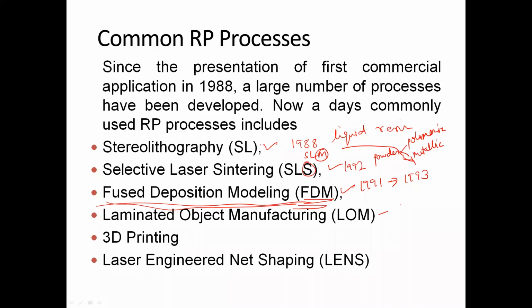LOM came in around 1995. Sorry, not 1995. It was commercialized in 1995. It was conceptualized in 92-93, and it came into market in 1995. And this uses basically plastic sheets. FDM uses polymeric material also, that is ABS. Primarily, it uses ABS. LOM uses plastic sheets, photo curable plastic sheets, laser cut plastic sheets.